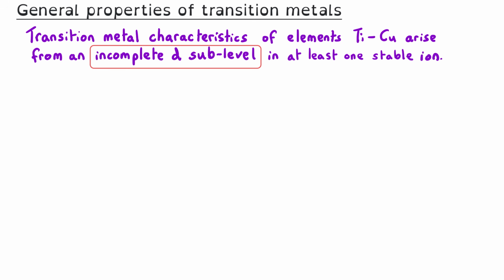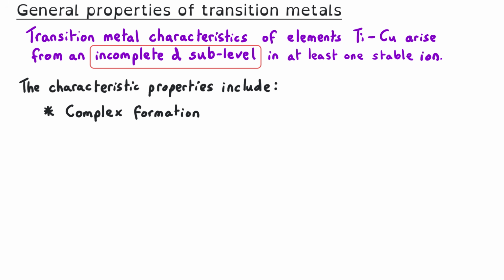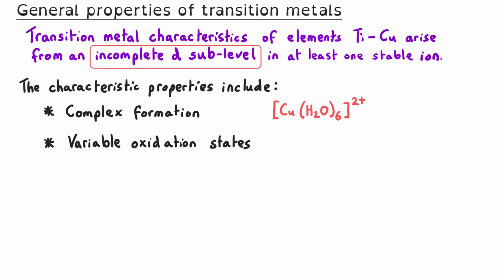Transition metal characteristics of elements titanium to copper arise from an incomplete d sublevel in at least one stable ion. These properties include complex formation. The formula of a complex looks something like this one containing copper ions. More about this in a moment. Transition metals have variable oxidation states. For example, iron can readily form iron 3+ and iron 2+ ions.